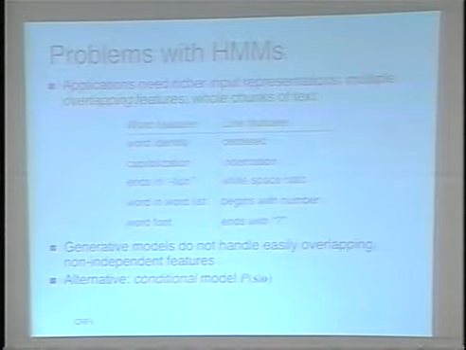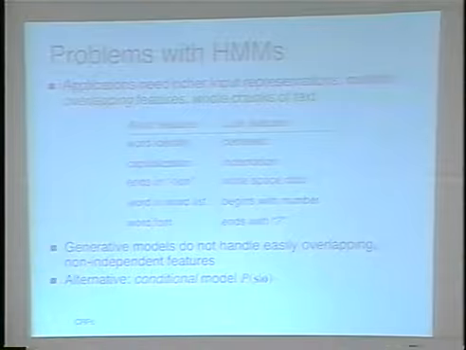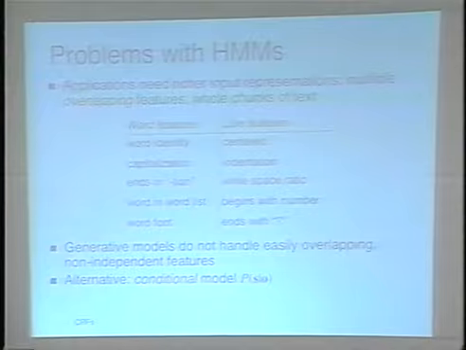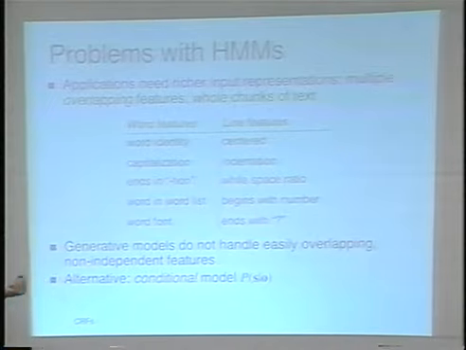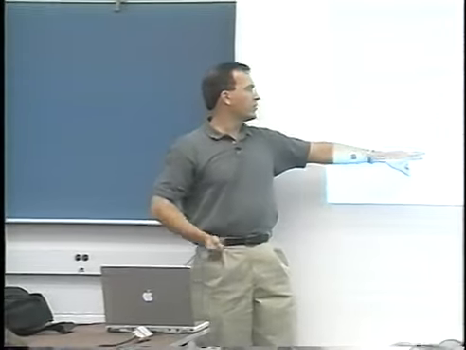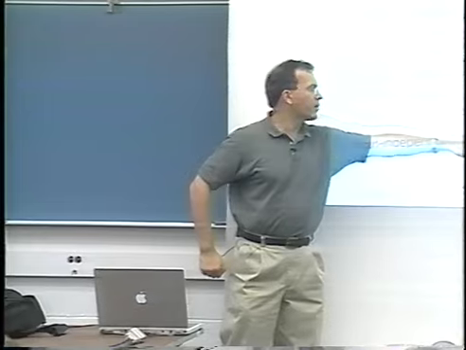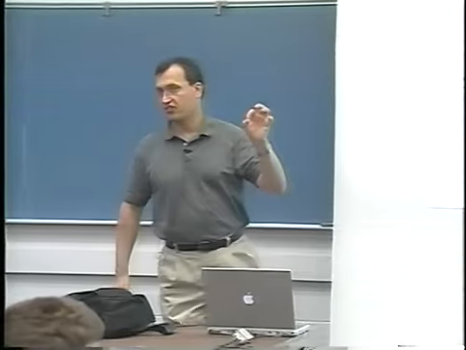And so generative models, not only HMMs, but any kind of generative model, don't really handle these very well. And so we're going to talk about some alternative ways. In the generative model, you think of the problem in terms of a stochastic process that generates pairs of a sequence and its labeling. Here we're going to think instead, for the rest of the talk, in terms of conditional models, where you're thinking of the probability of a labeling or a state sequence given an observation sequence.